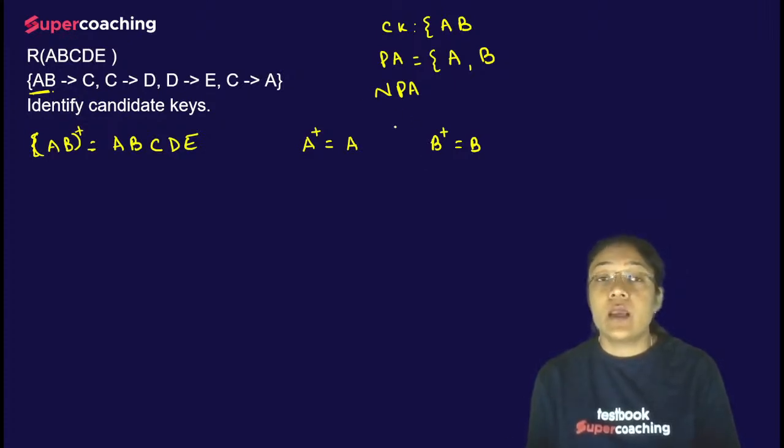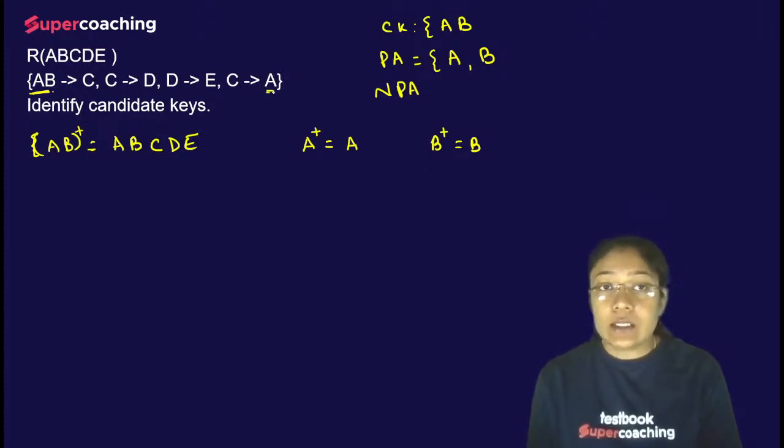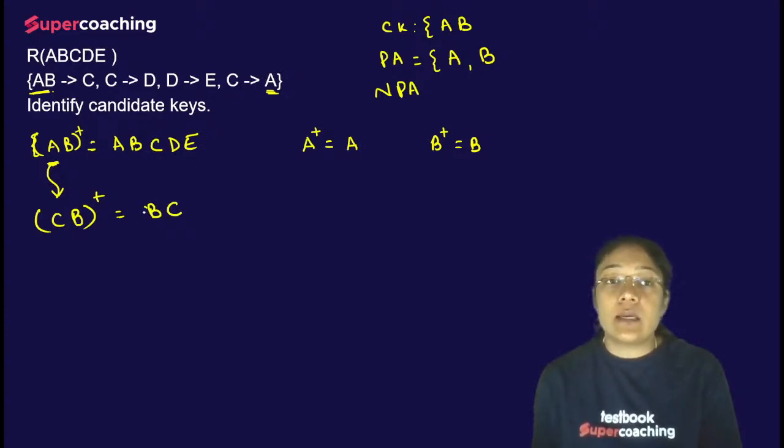Okay. Now A is present on the right hand side of C. So I'll be replacing this A with C. Let us find CB closure. So it comes out to be CB. C is determining A and AB is determining C. C is also determining D and E.